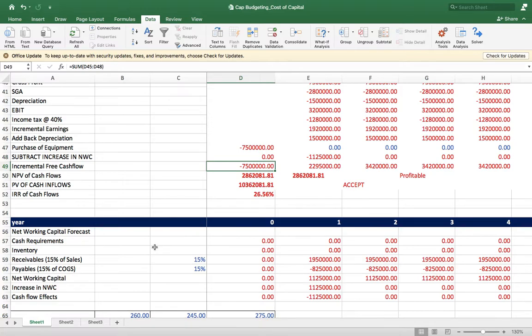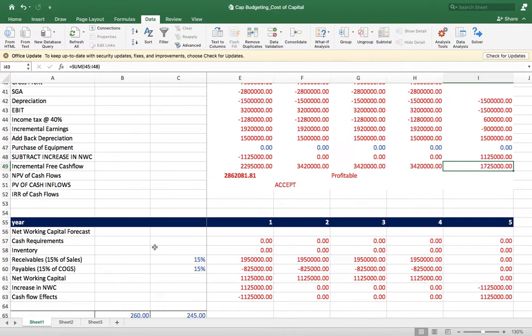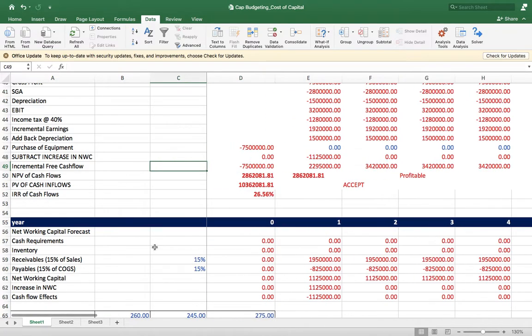In the year 0 it is minus 7.5 million. In the year 1 it is 22.95 million and 2.295 million, and in the year 2 it will be 3.42 million, 3.42, 3.42, and in the 5th year it is 1.725 million. Now what we will do? Cost of capital is 12%. Let us calculate the NPV.